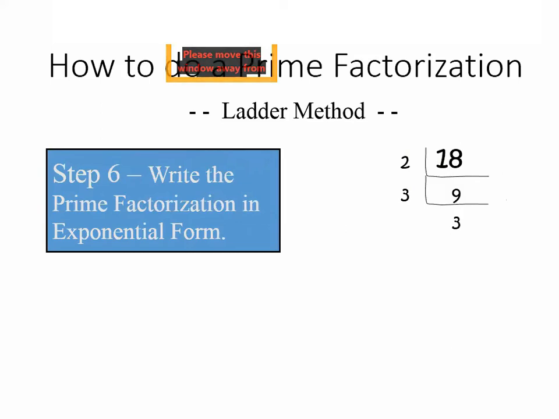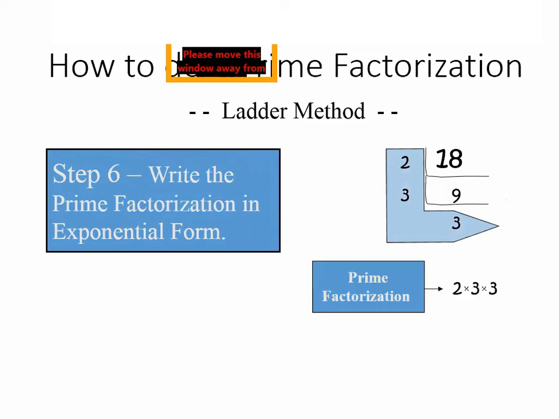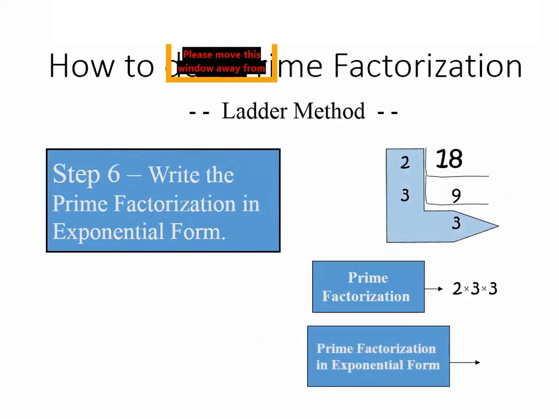Why are we writing them in exponent form? I told you that whenever we have the prime factors repeated in a similar way, and we have the product in the form of prime numbers, we have to write them in exponent form. So 2 multiplied by 3 multiplied by 3 has to be written in exponent form as 2 multiplied by 3 exponent 2.